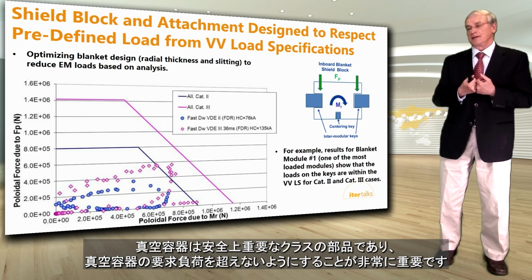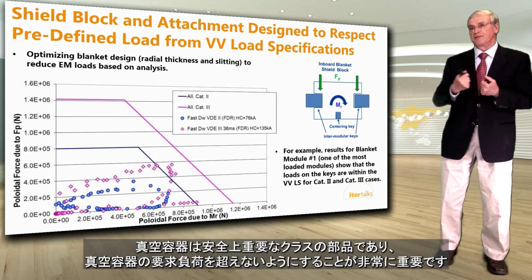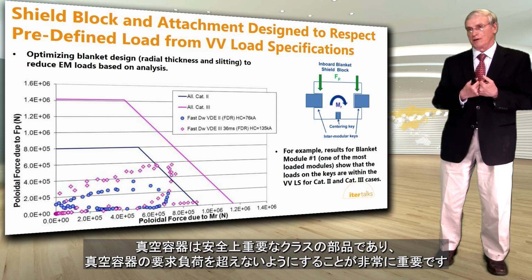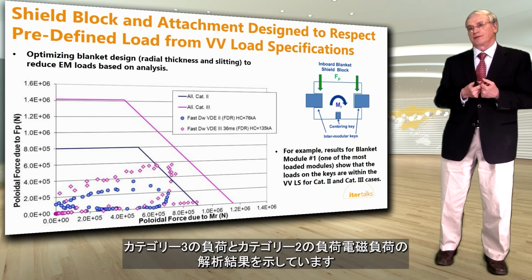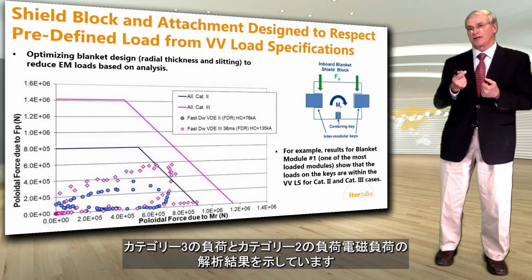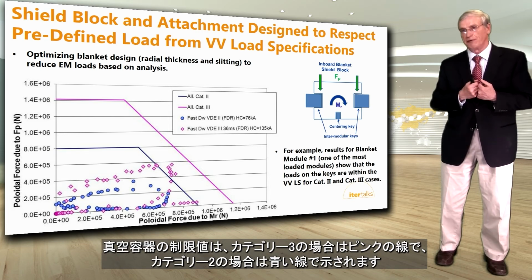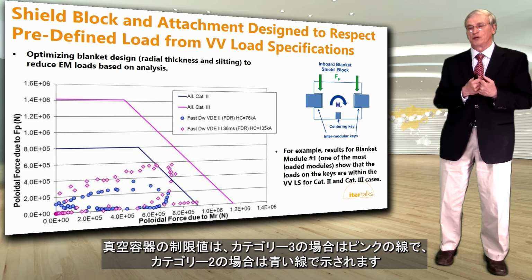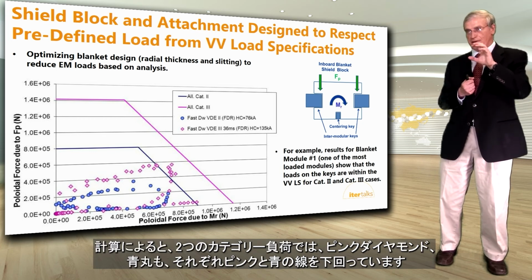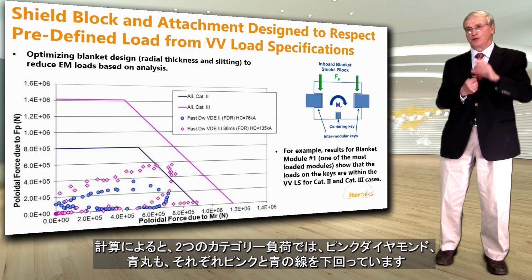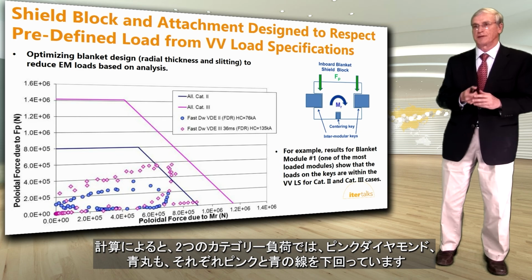The vacuum vessel is a safety important class component, and it's very important that we don't exceed the load requirement on the vacuum vessel. And you can see here on the left, typically for a category 3 load or category 2 load, the limit on the vacuum vessel is shown by the pink line for category 3 and by a blue line for category 2. And all our calculations show that under both these categories, either the pink diamonds or the blue circles are below the pink and blue line respectively.